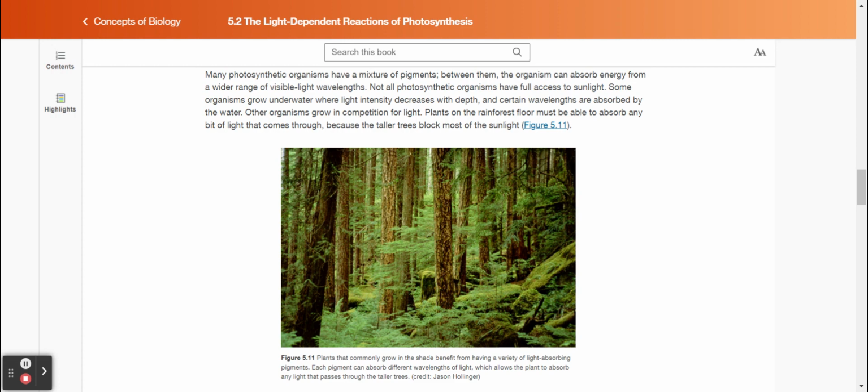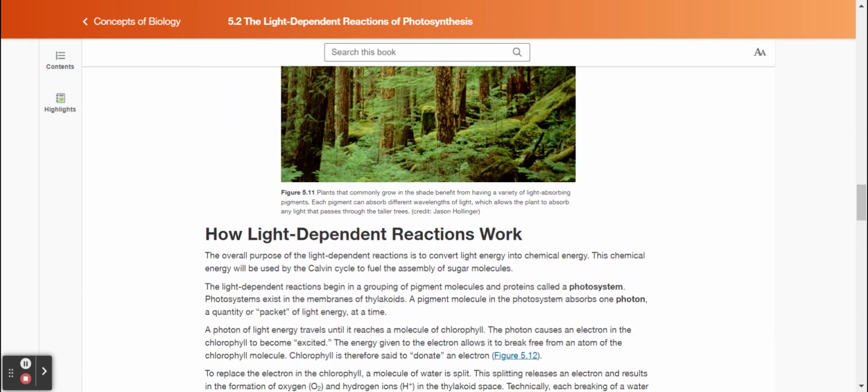Not all photosynthetic organisms have full access to sunlight. Some organisms grow underwater, where light intensity decreases with depth and certain wavelengths are absorbed by the water. Other organisms grow in competition for light. Plants on the forest floor must be able to absorb any bit of light that comes through, because the taller trees block most of the light of the sunlight. Figure 5.11. Plants that commonly grow in the shade benefit from having a variety of light-absorbing pigments. Each pigment can absorb different wavelengths of light, which allows the plant to absorb any light that passes through the taller trees.